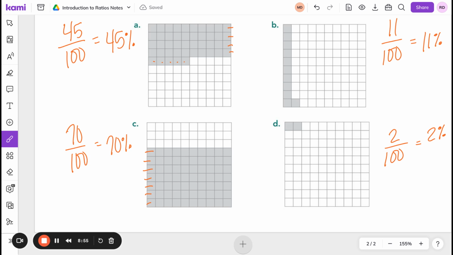So just a recap, when it comes to ratios, it's a comparison of two objects. You need to write the numbers in the order of the words in the question, and labels are important.